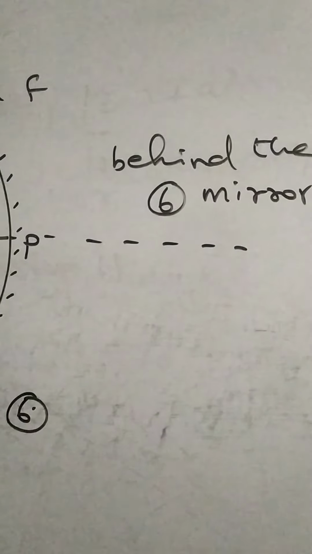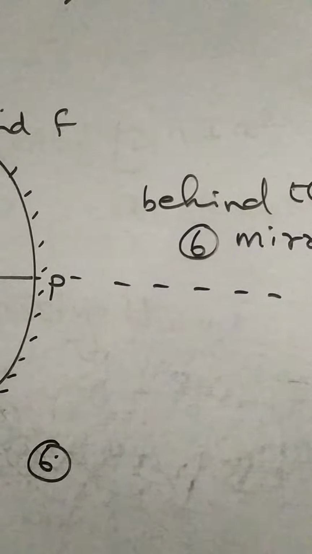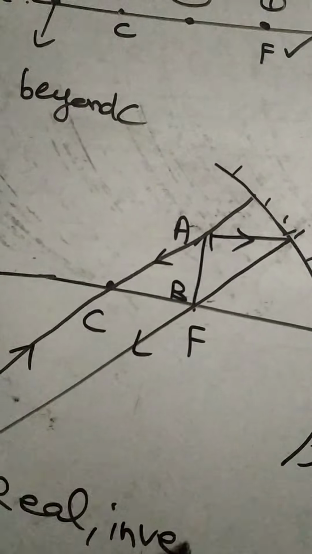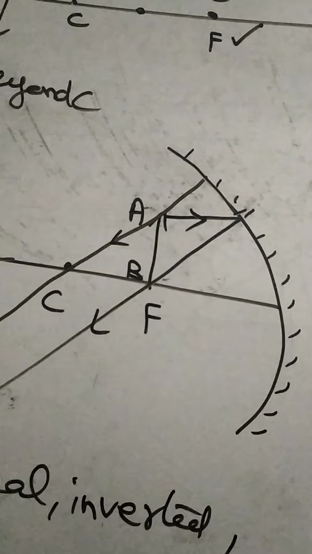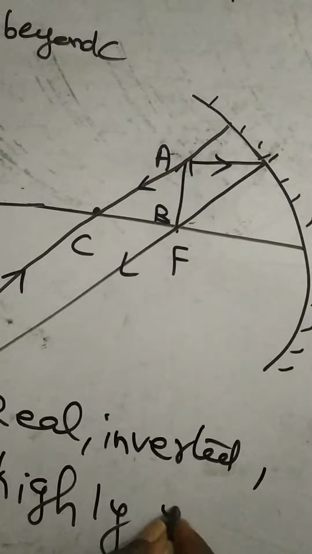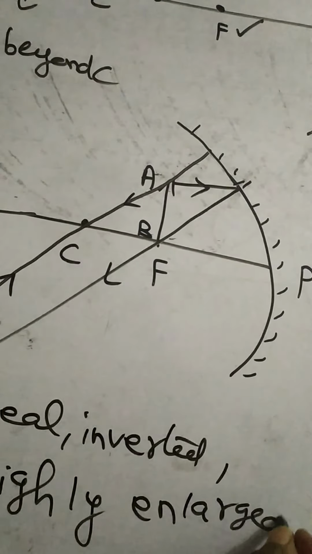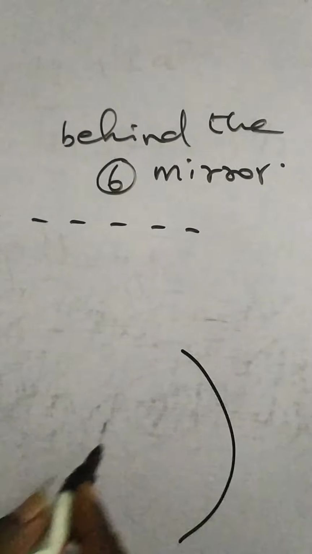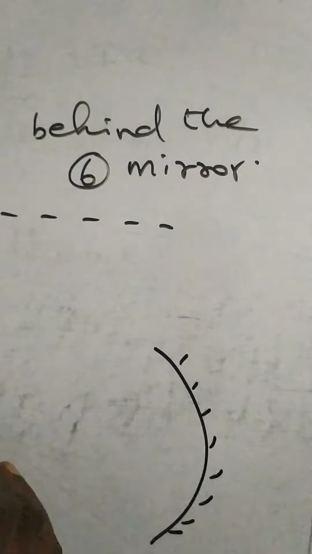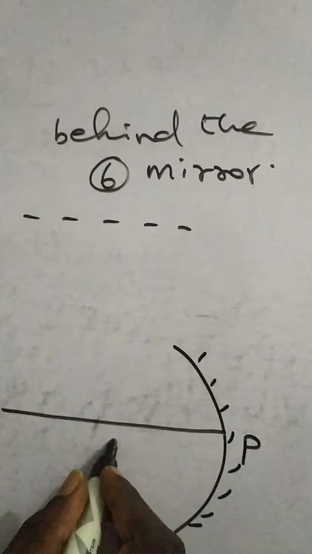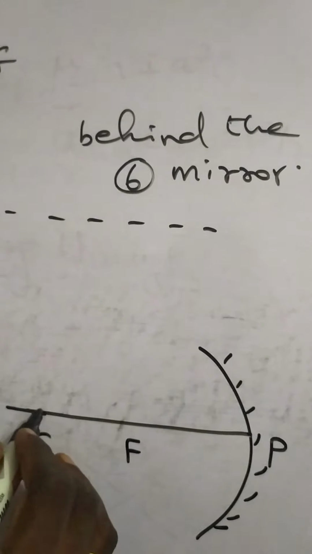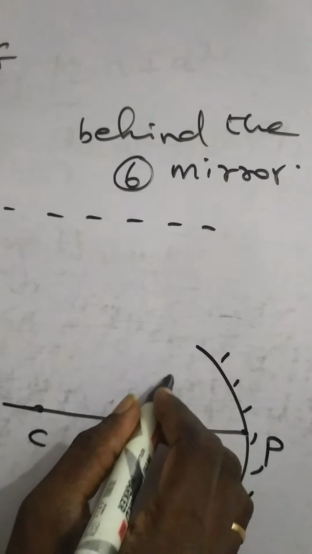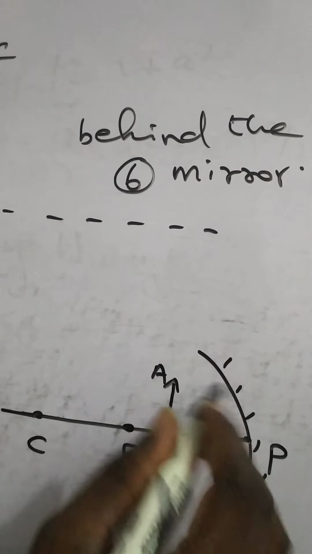Then the sixth position, the object is located between P and F. In the fifth case, a real, inverted, and highly enlarged image is obtained. In the sixth position, the object is located between P and F.